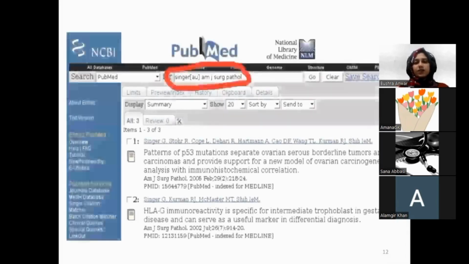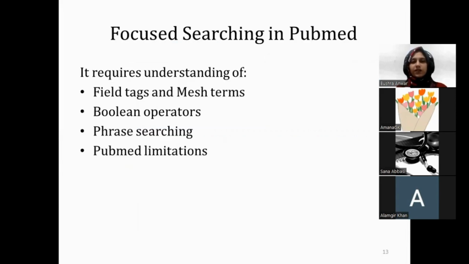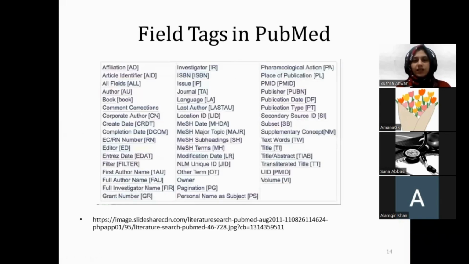How do we search here? This is the interface of PubMed. In order to do smart searching on PubMed, you need to understand what the field tags and MeSH terms are, what Boolean operators are, what phrase searching is, and what the limitations of PubMed are. These are the field tags, and we'll see what all fields, MeSH and title can do.